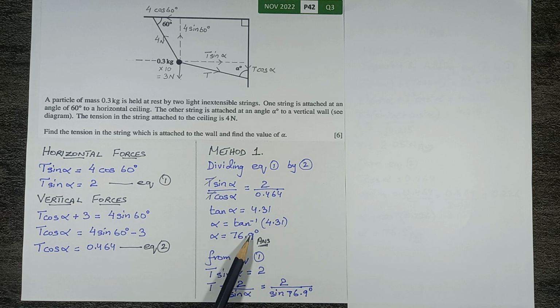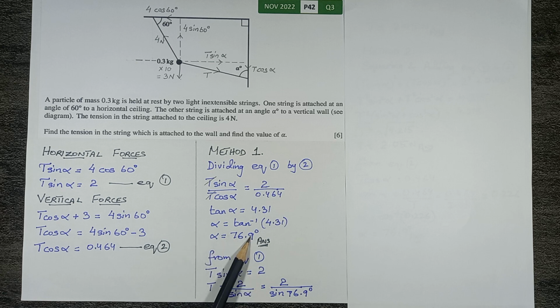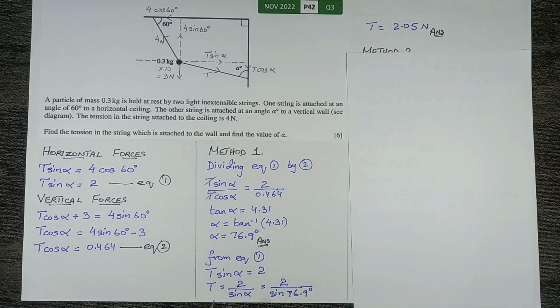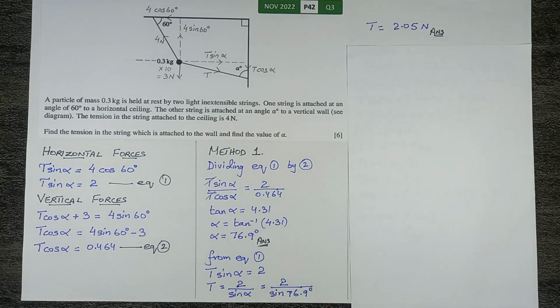Now place this value of alpha in any of the equations, whether equation 1 or equation 2. For example, if we take equation 1, T sine alpha is equal to 2, and we know alpha is 76.9. So T is equal to 2 divided by sine alpha, that is 2 divided by sine 76.9, and the value of T is 2.05 Newton. So this method is super easy.